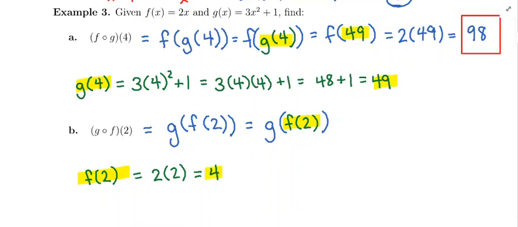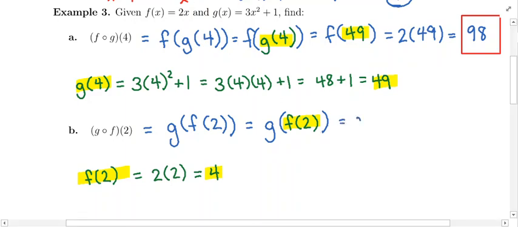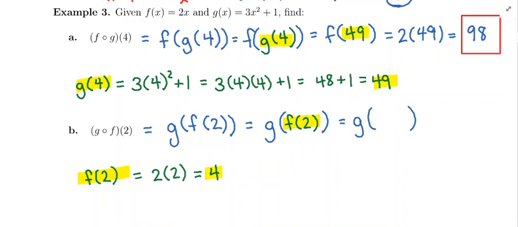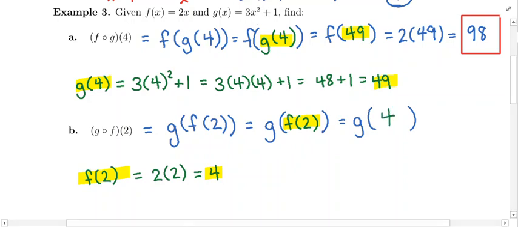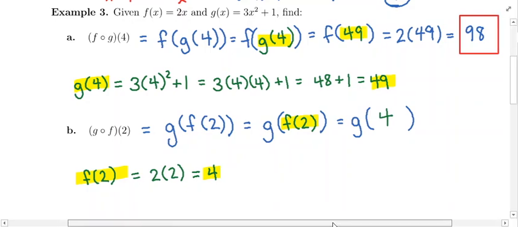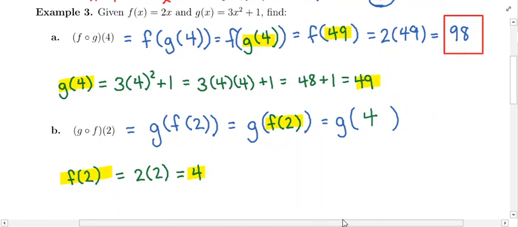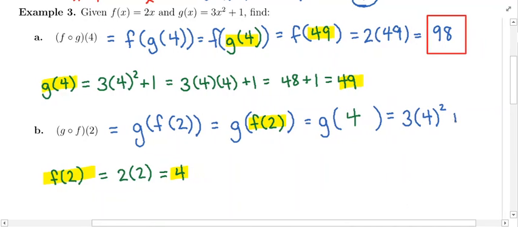Now I'm going to pick up where I left off up here. This is g on the outside, f of 2 on the inside in yellow. f of 2 is the same thing as 4, so this whole thing has turned into g of 4. This means I need to go to g and plug in 4 for x. g of x is 3x squared plus 1, so we're going to get 3 times 4 squared, plus 1.